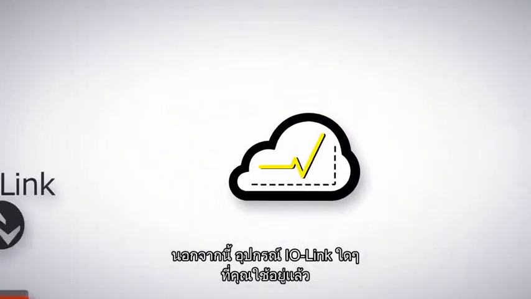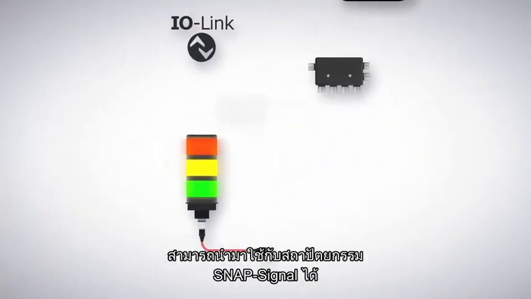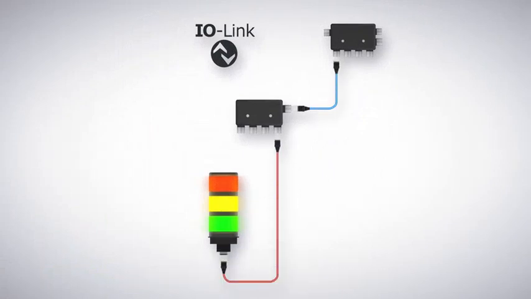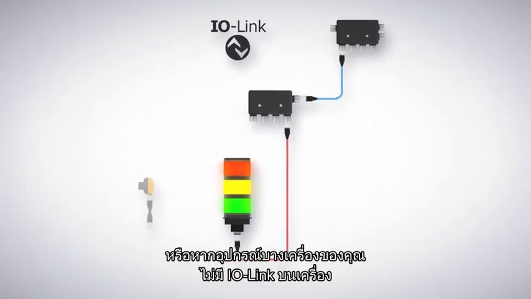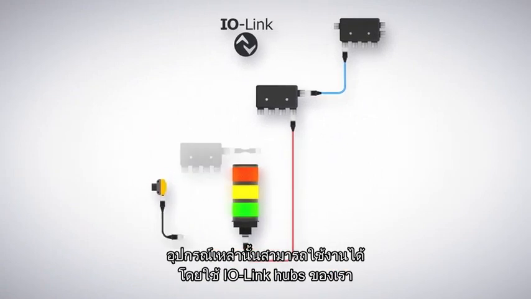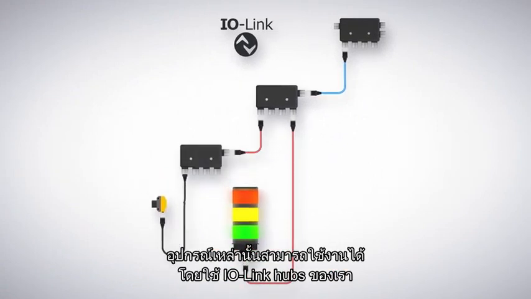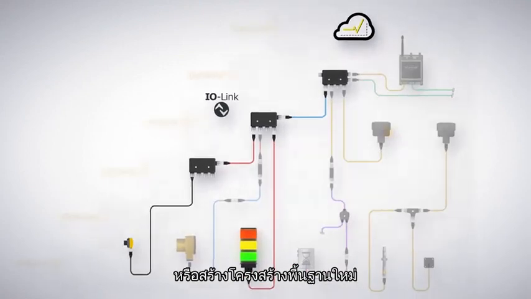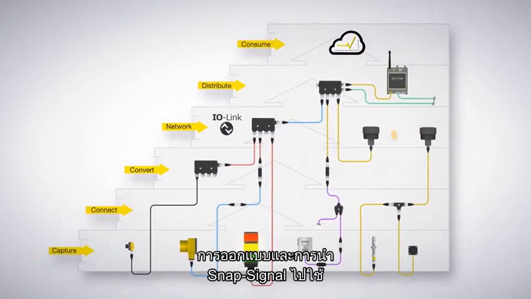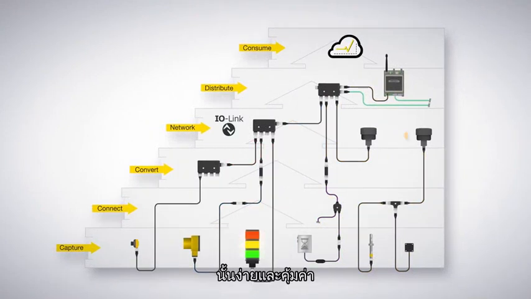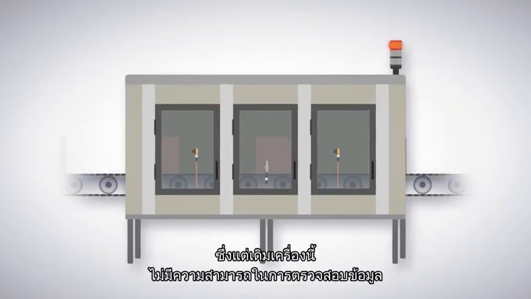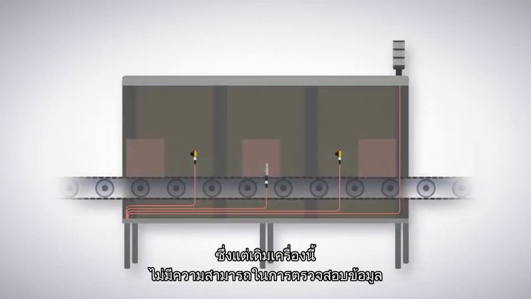Plus, any IO-Link device you already use can be integrated into the SnapSignal architecture with our innovative IO-Link masters. Or if some of your devices do not have IO-Link on board, they can still be integrated by using our IO-Link hubs. Regardless of whether you are retrofitting existing machines or building new infrastructure, designing and implementing with SnapSignal is easy and cost-effective. Let's demonstrate by retrofitting this case packer, which currently has no data monitoring capabilities.